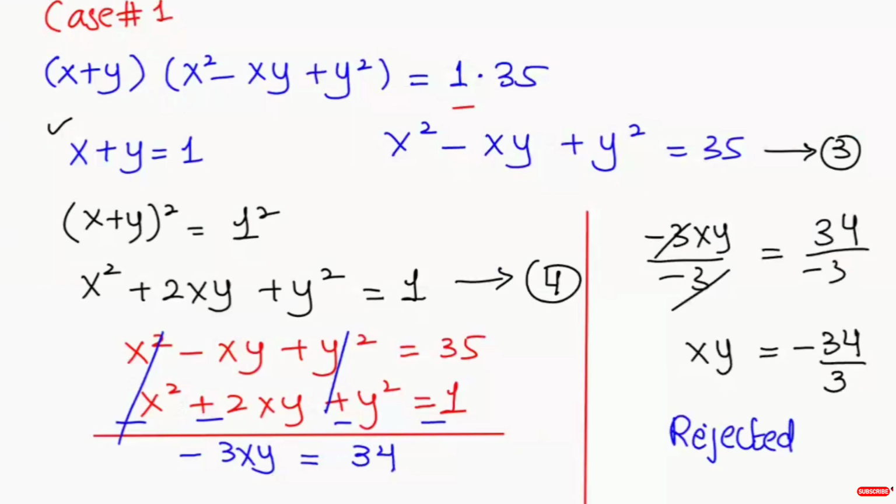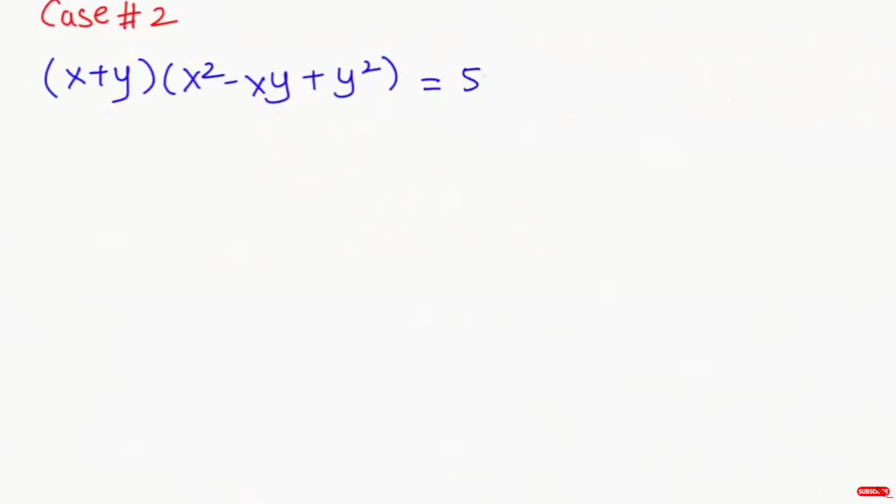Now here I'm going to take the other factor, that is 5 times 7. Case 2, we have x plus y times x squared minus xy plus y squared is equal to 5 times 7. Now here we get the two cases. I'm going to compare them. x plus y is equal to 5. And here x squared minus xy plus y squared is equal to 7.